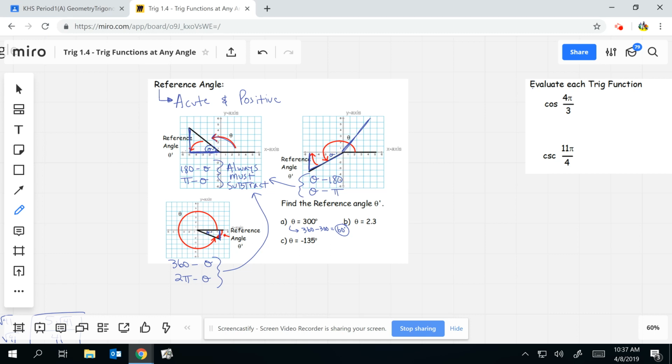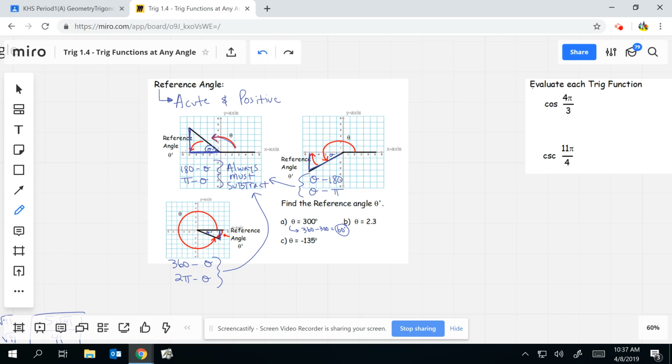1 radian, so that's 1. 2 radians is going to be about here. So 2.3 radians is probably going to be about there, because this is 3.14 radians, right? That's the half circle. That's pi radians. So we're looking at quadrant 2 for that one. So we're looking at the one similar to this right here.